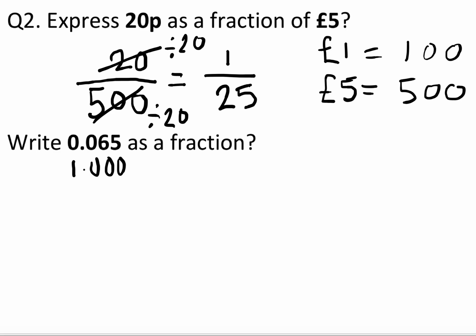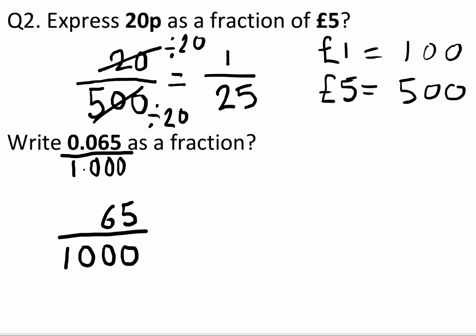So what I've just done is put the numbers underneath in decimals, but we don't want it in decimals. So underneath we're going to have a value of 1,000, and on top we've got 65. But we can simplify that.